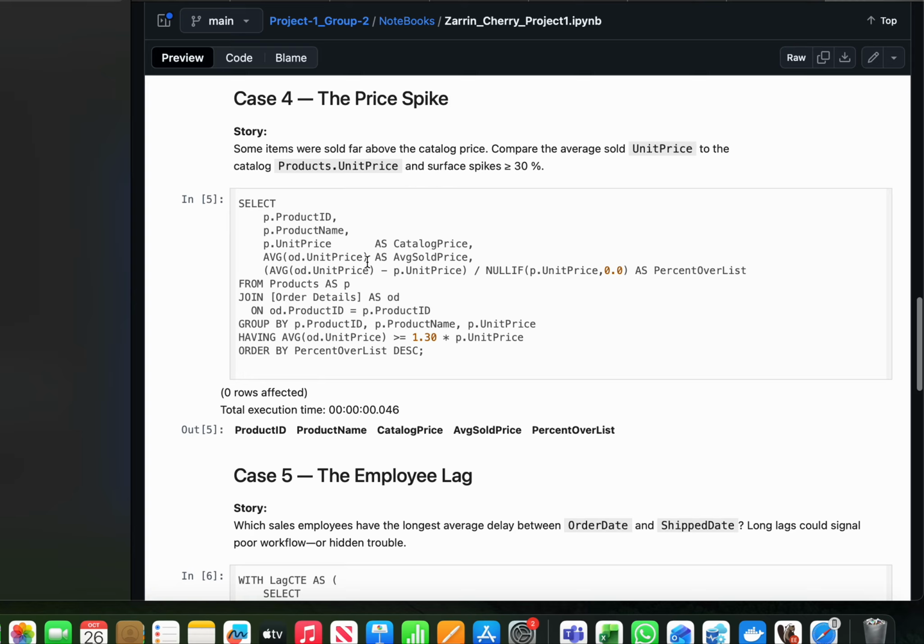If a product was being sold at 30% higher than its original price, it would show up in my result. After running the query, I didn't find any products that fit that condition, meaning there were no price spikes in the data. That tells us that Northwind's pricing was consistent and that there weren't any errors or overcharges happening.